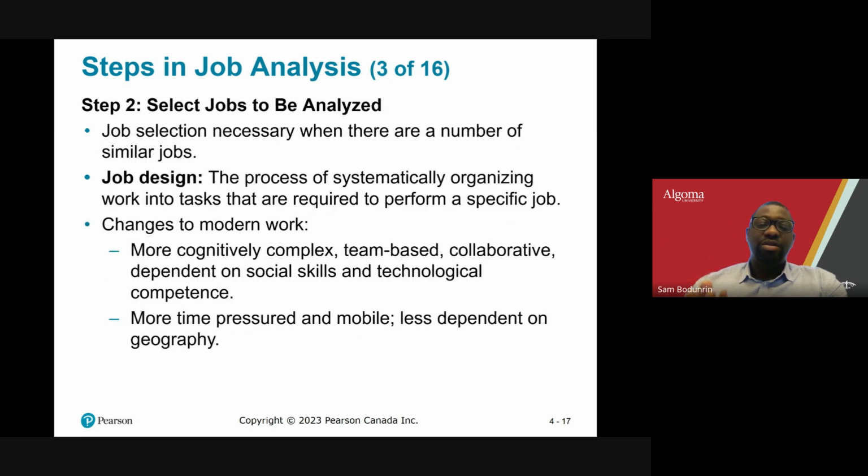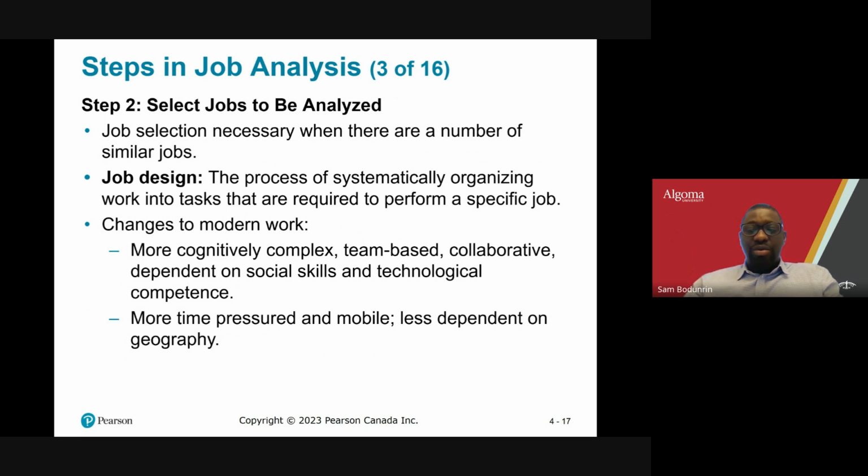So the second part is, select job to be analyzed. So it can be 5 jobs, 10 jobs, 20 jobs, 50 jobs. It has to be analyzed. Then inside that we have job design. So job design is a way that we arrange our jobs into related categories, in terms of maybe unit or categories in terms of department, how we organize our jobs. There are also changes to modern jobs that we have today. Most of the jobs we have today are knowledge jobs, knowledge-based jobs that require more thinking, cognitive abilities, and team spirit. Working with other people collaboratively, using your social skills and tech skills to achieve company's goals.